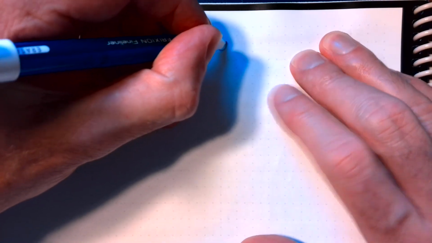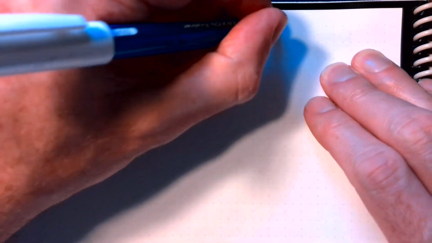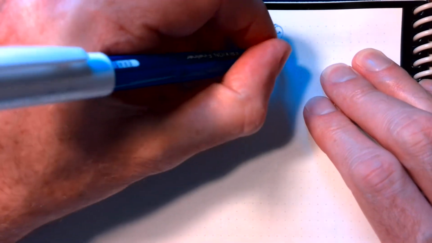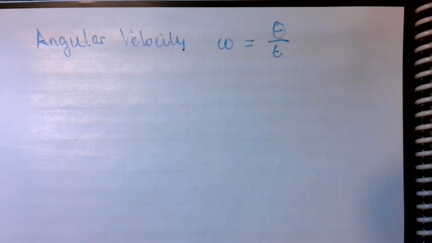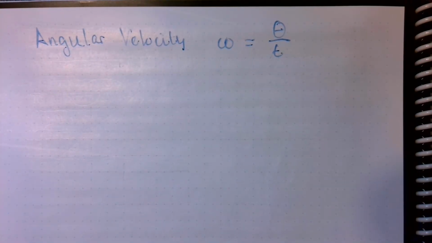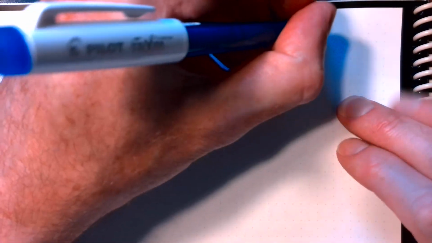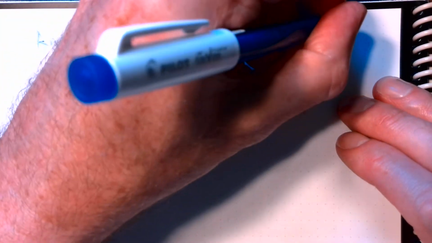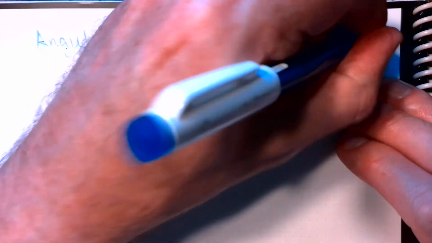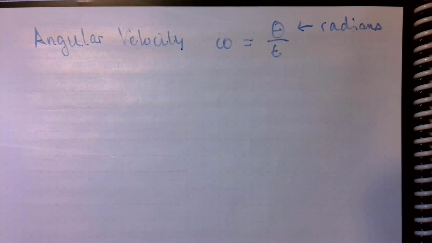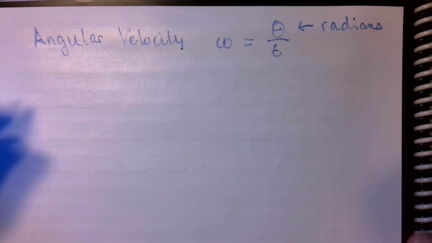Okay, so we're going to do omega is equal to theta over t. Omega is equal to theta over t. Now, we're going to be measuring theta in radians. Okay, that's the angle in radians. Couple quick examples here.